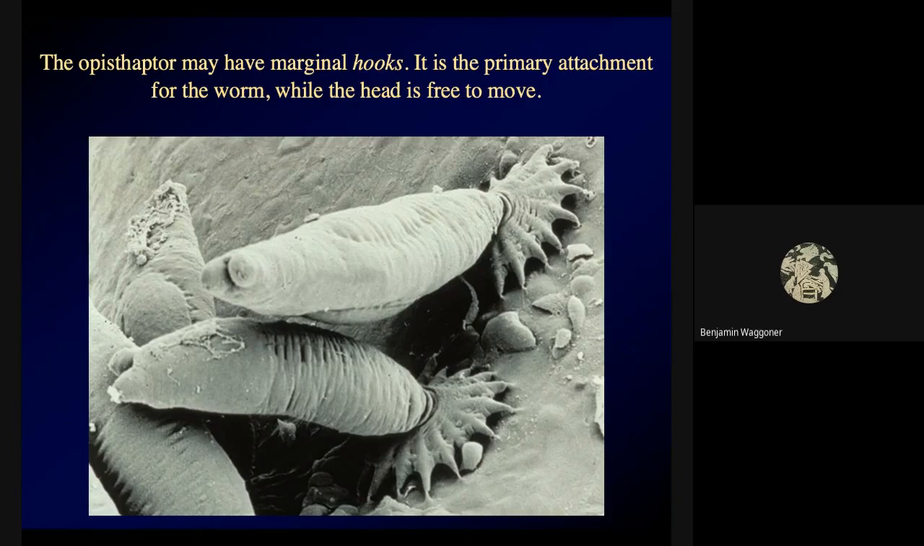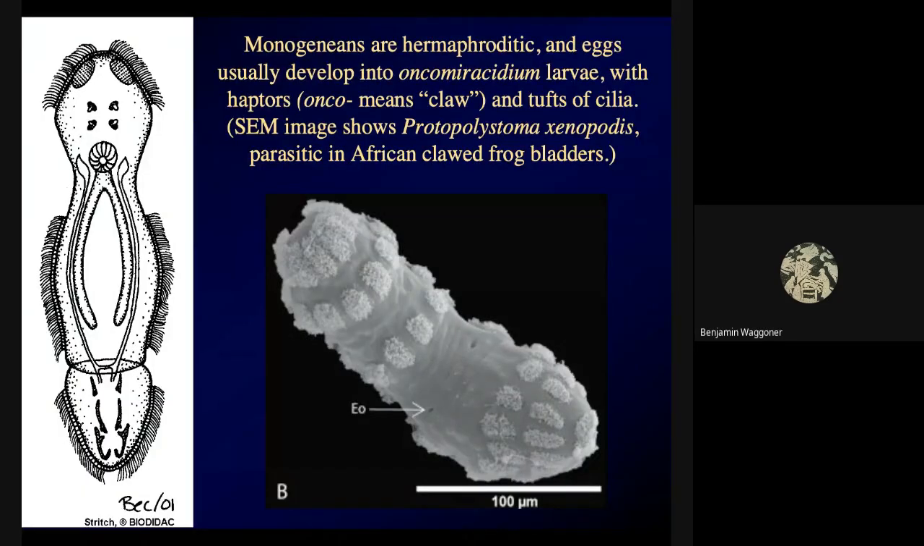Okay, they're hermaphroditic. They lay eggs. The eggs hatch into larvae with tufts of cilia. They're called Oncomiracidium larvae. In the diagram on the left, you can see bands of cilia, and at the back end, you can see hooks on the opisthaptor. So even as larvae, they have those hooks. Hence the name Oncomiracidium. Oncho means a claw.